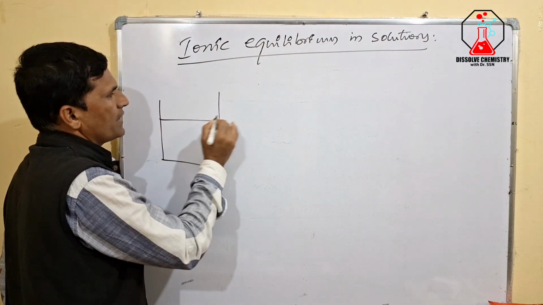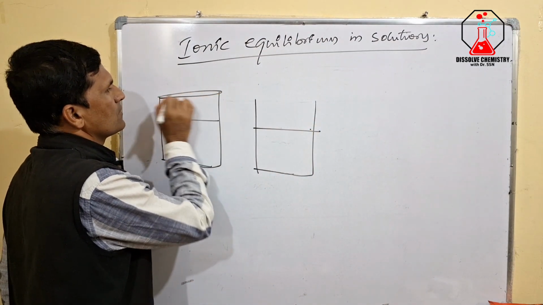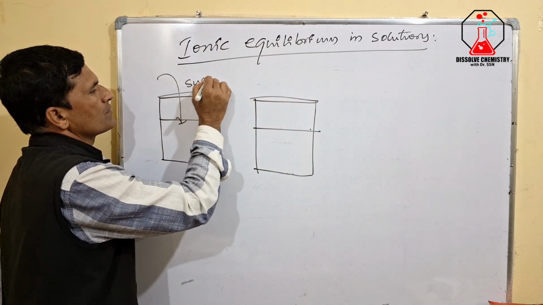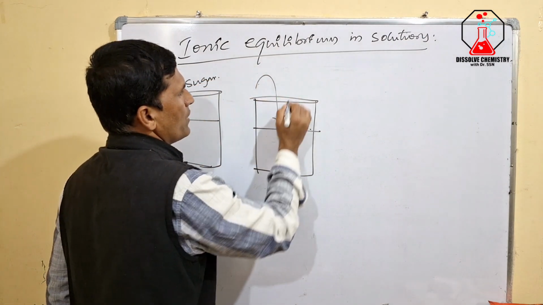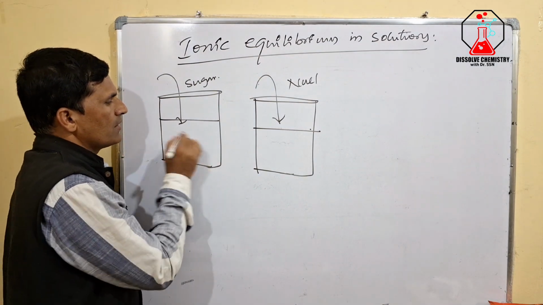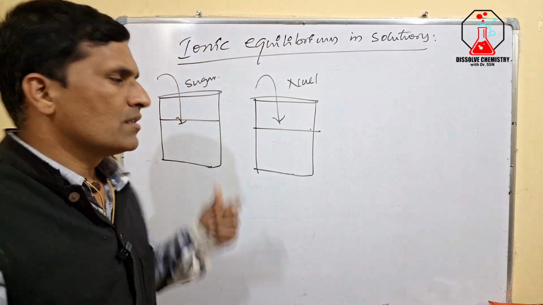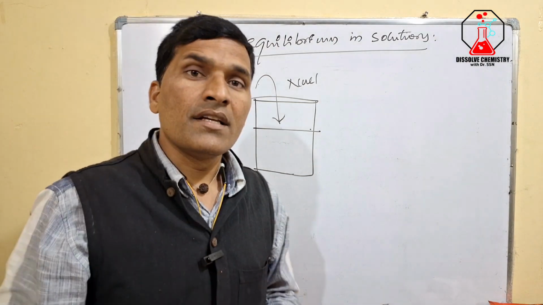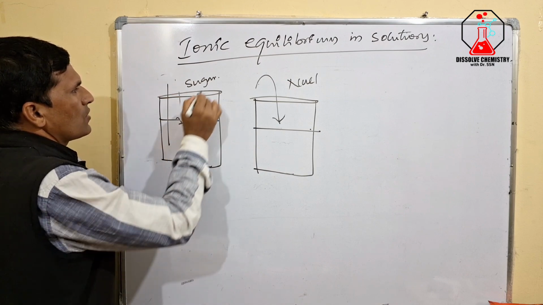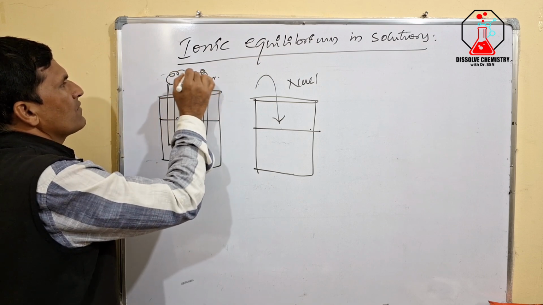Take two beakers containing water. To one you add sugar, and to another one you add salt, that is NaCl, and you dissolve it. Upon dissolution, what will you get? You will get clear solutions of both sugar as well as salt. Now what you do is, after that, you immerse an electrode and connect that with the battery.